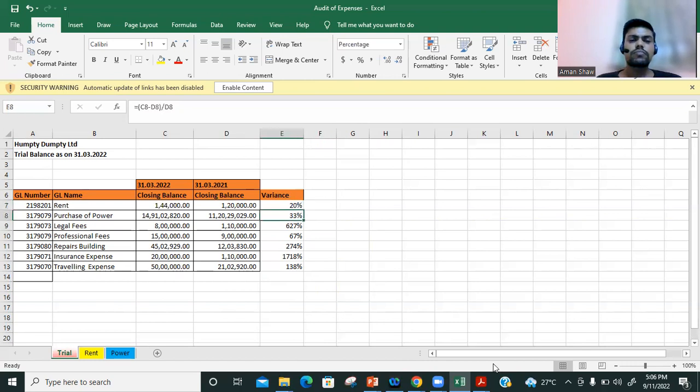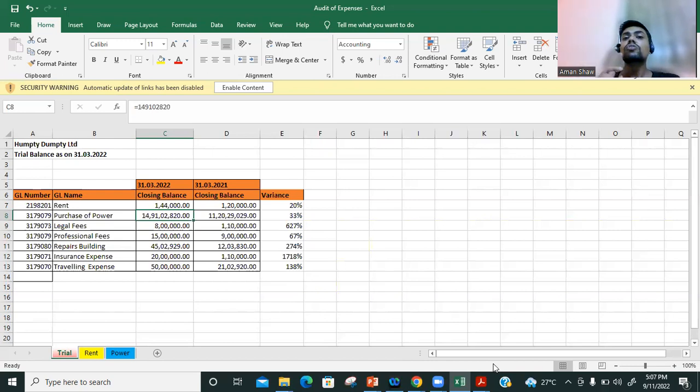Second, purchase of power. In purchase of power also, there is a variation of 33% in the expense, almost 14 crore rupees. Now if you're checking purchase of power, there must be a state electricity board or some electricity board from which the company is taking electricity. So here also, first you'll check with the ledger whether the amount is matching or not.